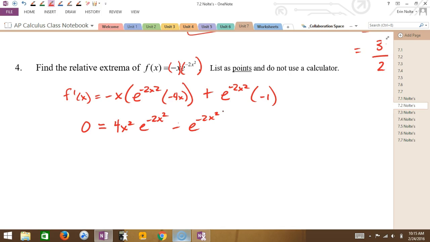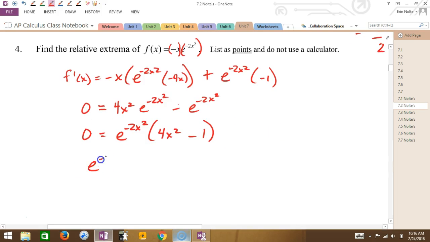Okay, what do I do now? How will I solve this one? Well, let's try not using a calculator. How about pull out a greatest common factor? Yeah, you can take that e out. So we have e to the negative 2x squared out of both terms. So the first term I'll still have a 4x squared minus 1. Good. And then since that's set equal to 0, I can set each piece equal to 0.